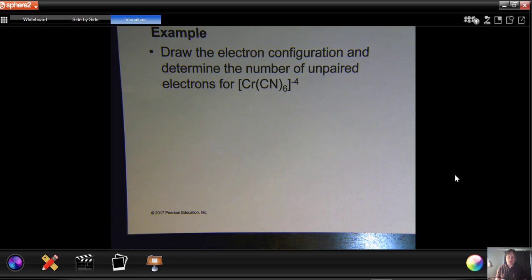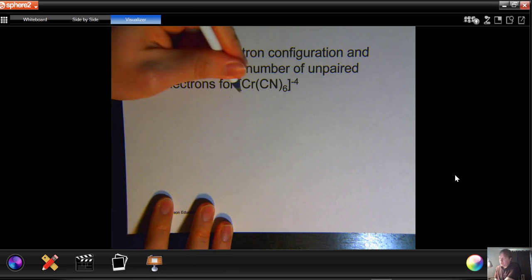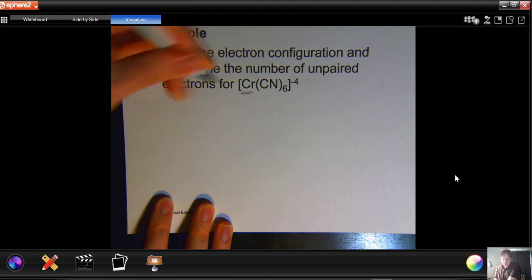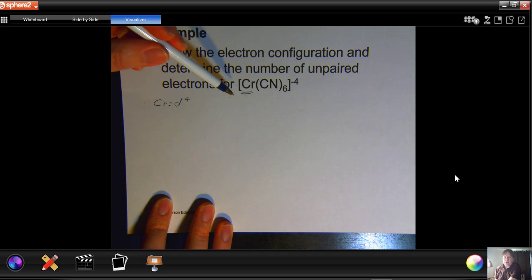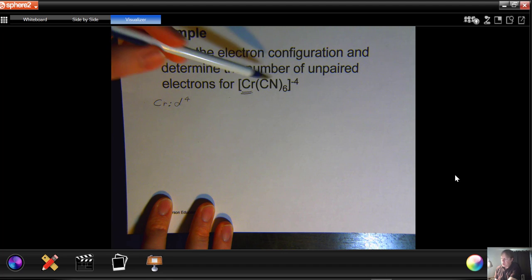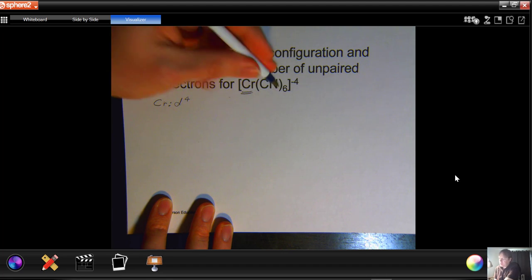Okay, so let's go ahead and solve this problem. So first thing we do is we recognize we have chromium. For chromium, I'm not going to pull up the periodic table now, but you can look at the periodic table yourself and see that it is a d4. Okay, so that's how many electrons it starts with in terms of its d electrons. And then we want to look at, well, how many electrons does it have here? Has it lost some of those already based on the complex ion we have?